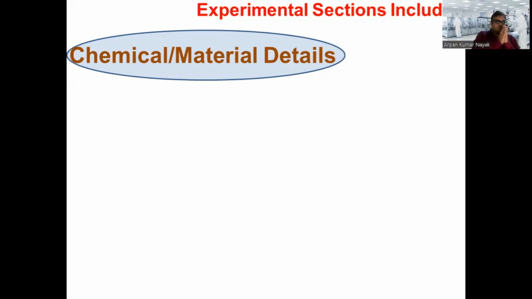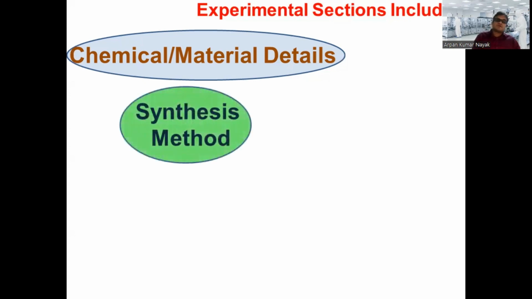So first, we should focus on the chemicals or material detail. Chemicals or material detail means the things you bought and used for your research work. You have to give every detail, and I will explain what those are. So you have to give the details for chemicals and materials. And the second part you have to focus on is the synthesis method. Synthesis method means how you prepared this material and how you did your experiment; that detail you have to write in a systematic process.